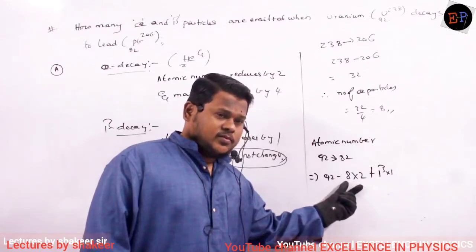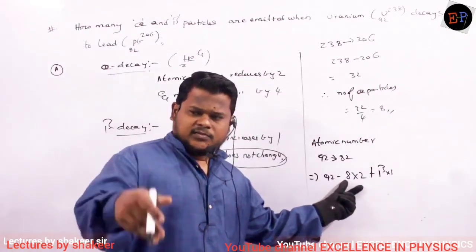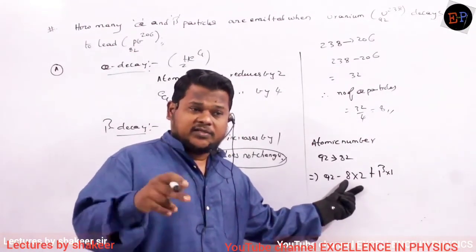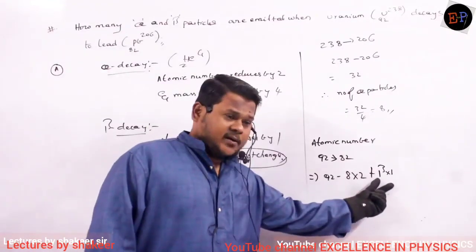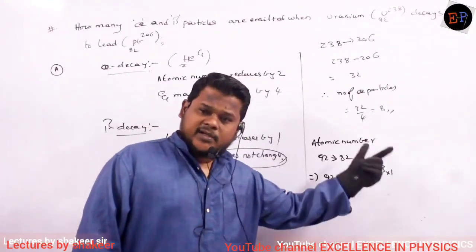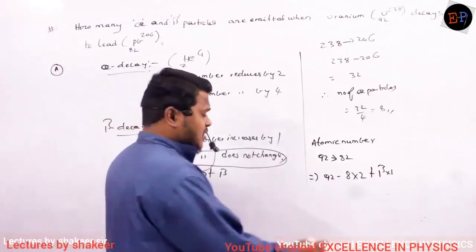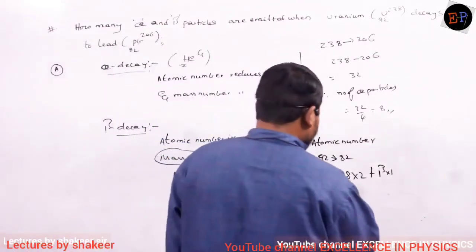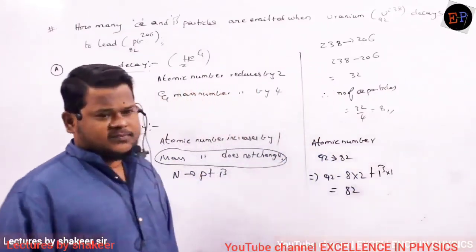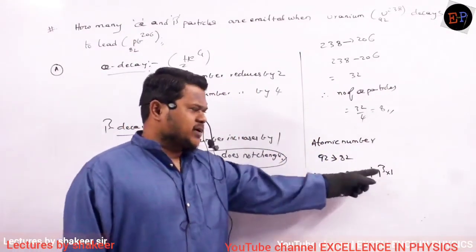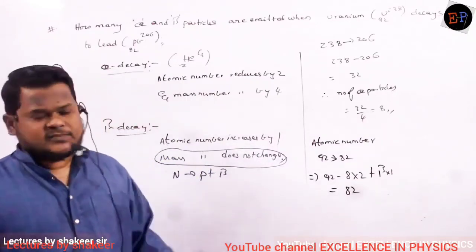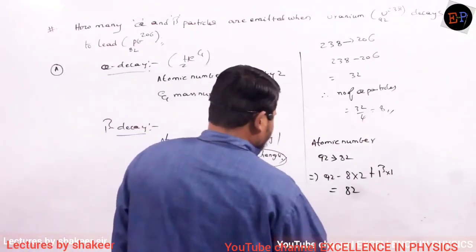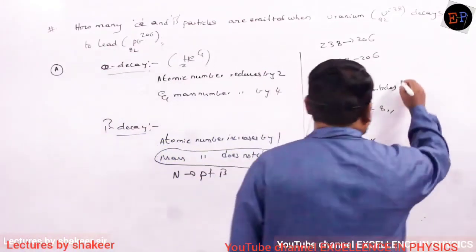Minus 8 into 2, but plus beta into 1. Why minus 8 into 2? 8 alphas are released, so proton number decreases by 2 for each alpha. But for each beta, proton number increases, so I am writing plus. For alpha I am writing minus, for beta I am writing plus because it increases. And the total should be 82. From 92 I am removing this value and adding this value, then finally it should be 82. Now calculate the beta value.